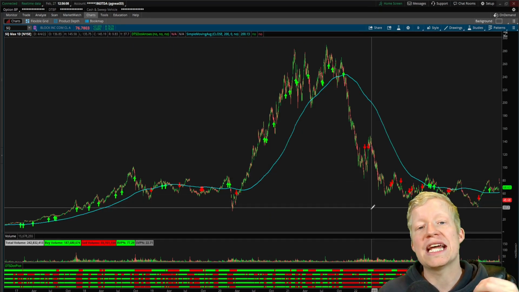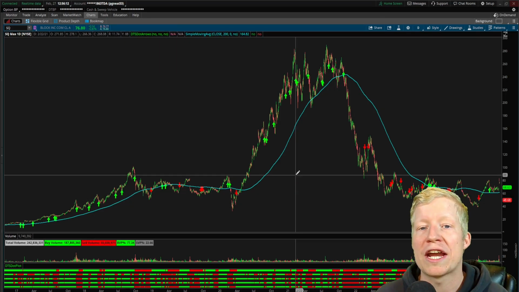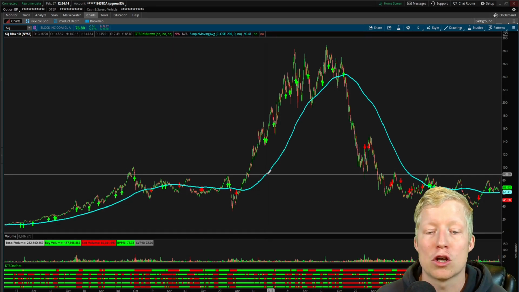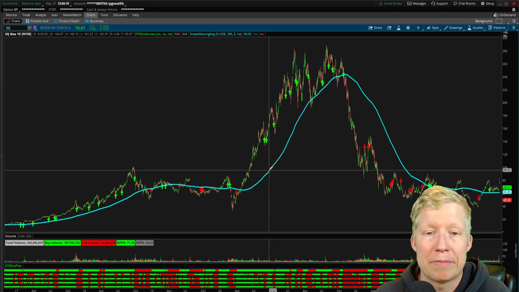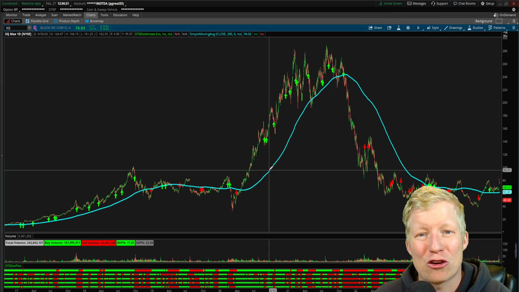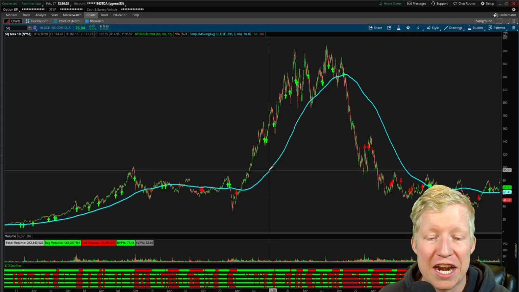So what if we take the 200 simple length moving average and we do close is greater than this 200 simple length moving average multiplied by 1.5, or multiplied by 2, or multiplied by 3, depending on, once again, how crazy you want to get and how adjusted for your own trade strategy you want it to be.